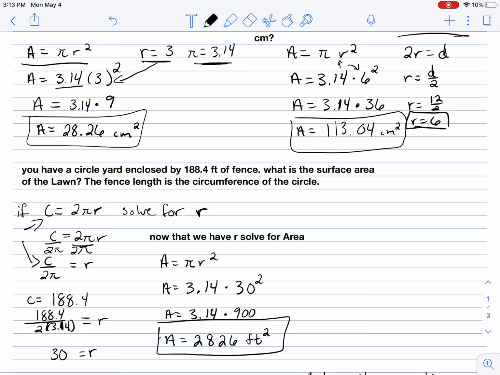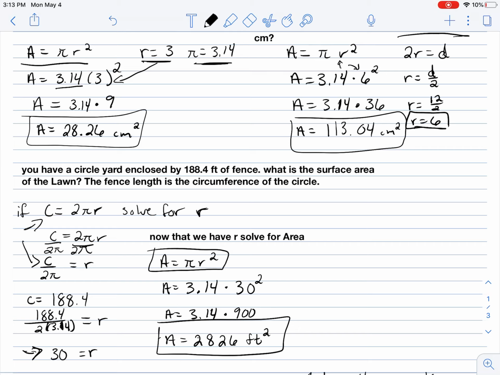Well, we know our circumference is 188.4. So we divide that by 2 times 3.14, so 2 times pi. And that gives us our radius. And you'll see right here, we come up with our radius being 30. So now that we found our radius, we're just going to use our equation to solve for the surface area of a circle. So we're looking for area, or we're looking for A.